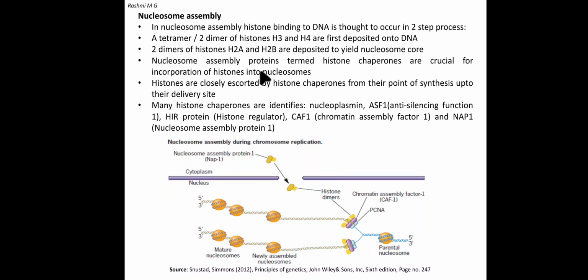So histones are closely escorted by histone chaperones from their point of synthesis up to their delivery site. Many histone chaperones are identified: nucleoplasmin, ASF (anti-silencing function), HIR (histone regulator), CAF (chromatin assembly factor). This factor helps in attachment or assembly of chromatin. NAP1, that is nucleosome assembly protein, helps to deliver and assemble the nucleosome.